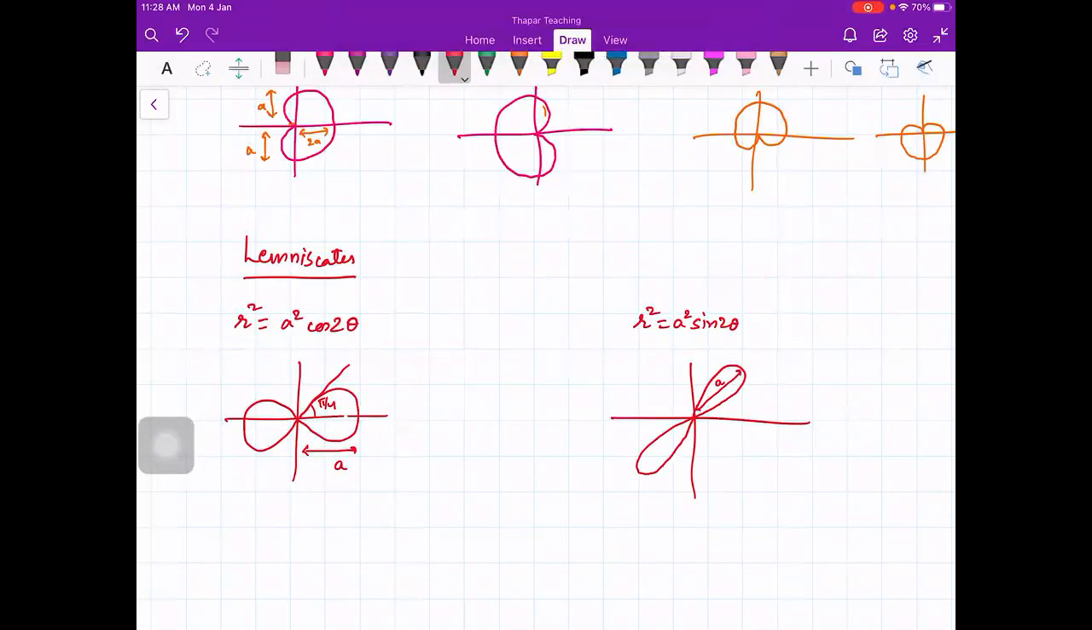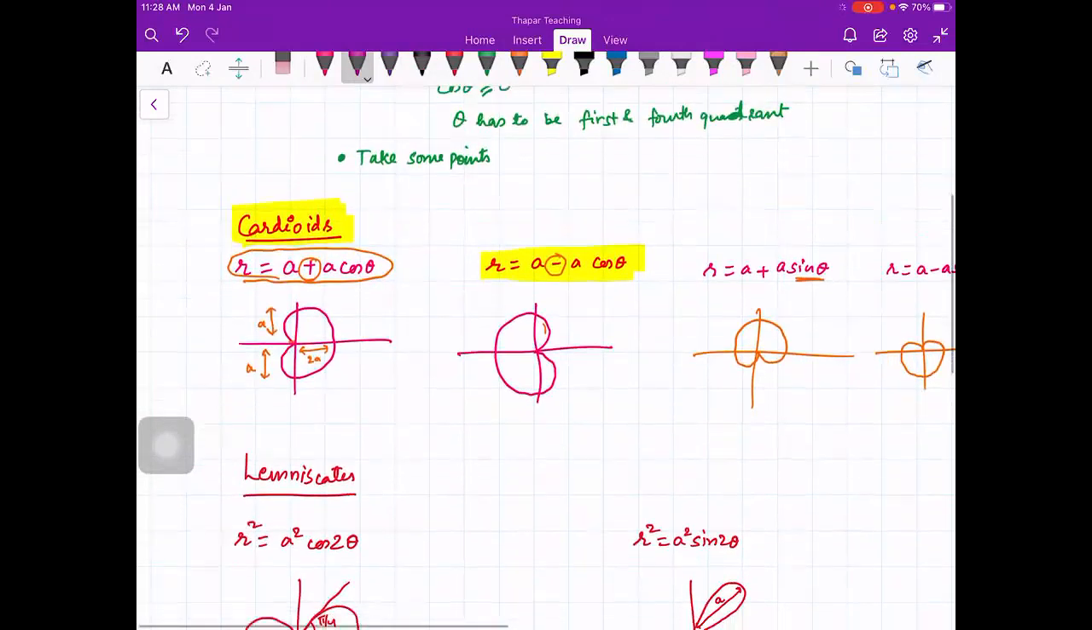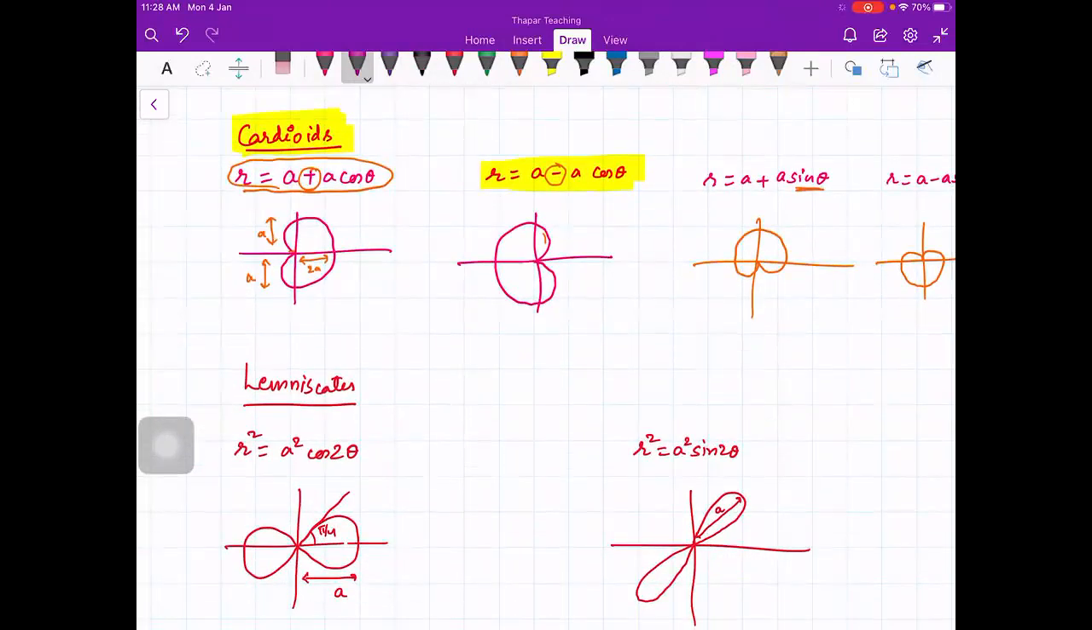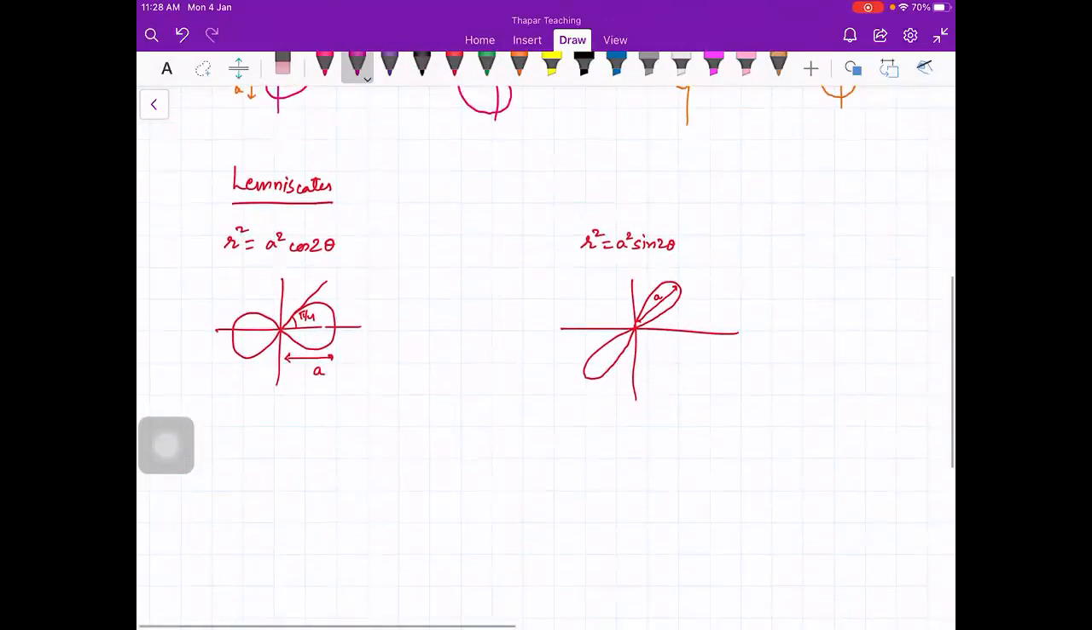And the next one, I'm not plotting, but I have already told you the steps for how to plot. So you have to plot all these curves by yourself. And we will have a lecture later on, maybe at the end, where we will discuss the doubts. But you have to plot all these curves which I am writing here. Then the next curve is the limaçon.